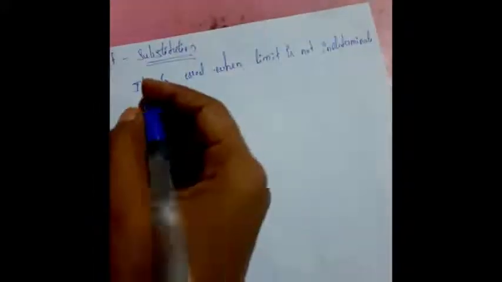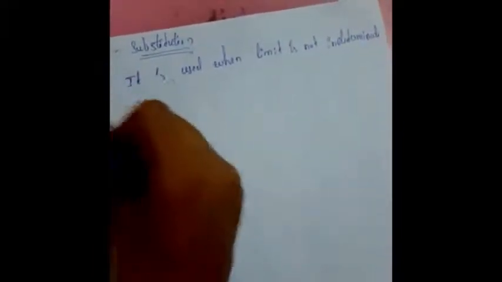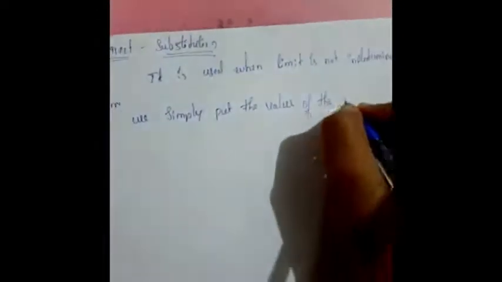If we approach some value in some function and get an indeterminate form, then we can't use this method. If you get a finite value, that is direct substitution. It is used when the limit is not indeterminate form, so obviously you will get a finite value. We simply put the value of the variable.